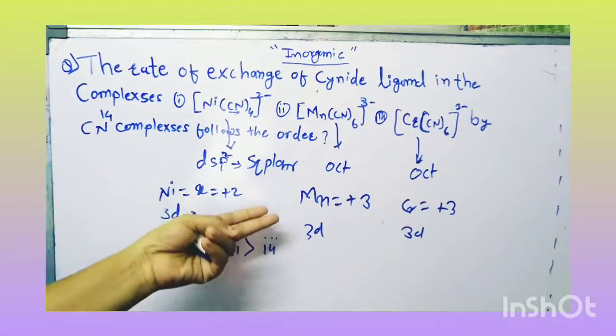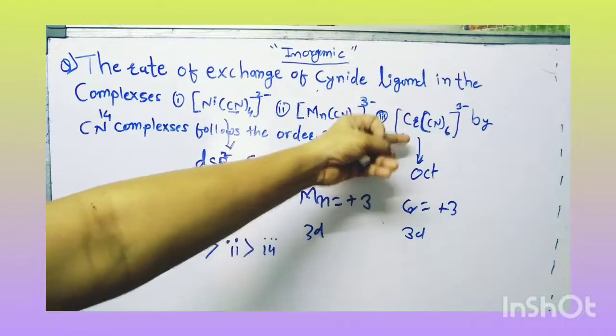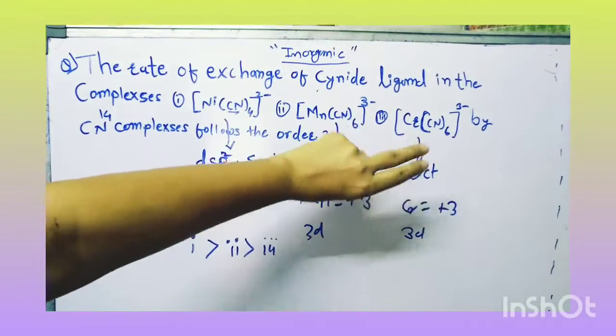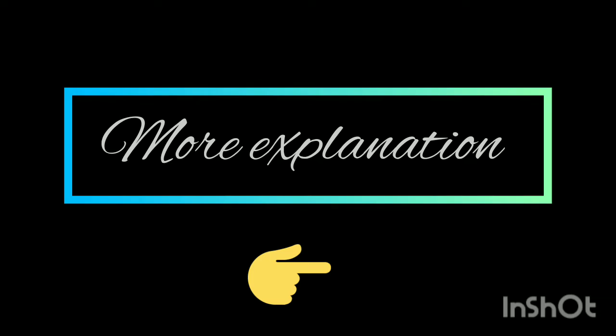So in this, we know that nickel is d10, manganese is d7, and chromium is d6. So Mn has more d electrons than chromium. So this is the explanation for this question.